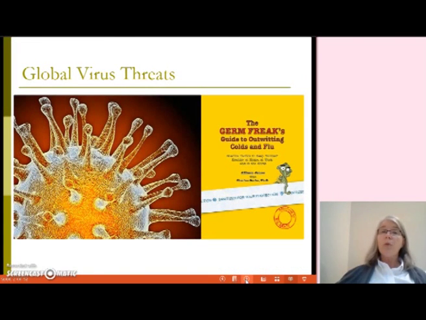So if we look at global viral threats, here's a picture of the coronavirus that is actually a brand new virus that no one has ever been exposed to before. It's in the Middle East right now, and this is of concern to me because it's near where I live in Saudi Arabia. This book is kind of a silly way of looking at it. You can be a germ freak, and I know that as a microbiologist, I had to do a lot of different tests and evaluations to look at the actual epidemiology of viral infections.